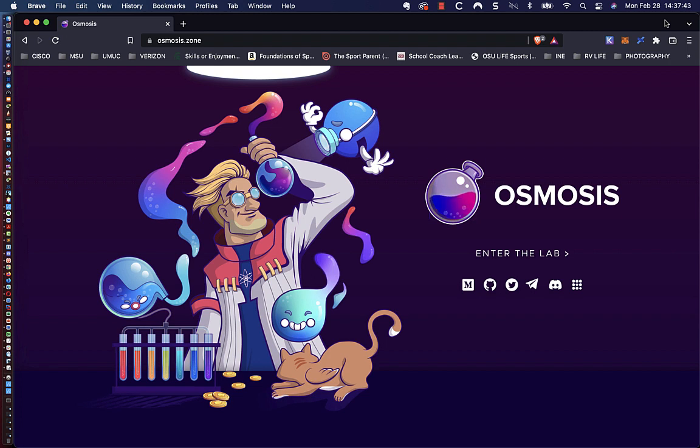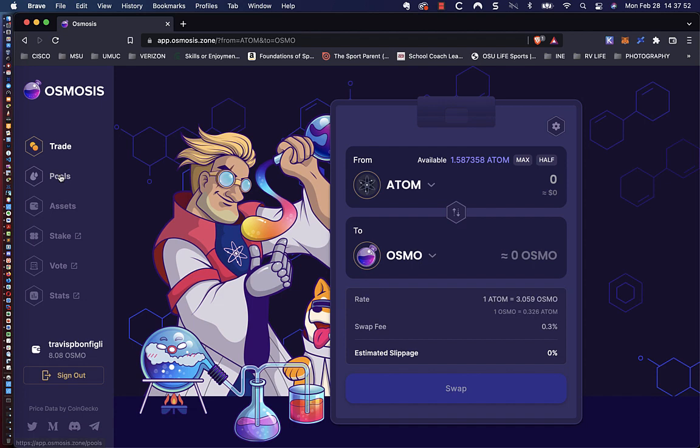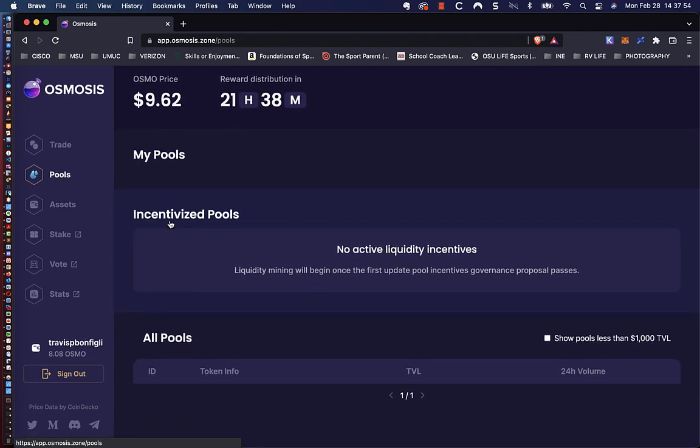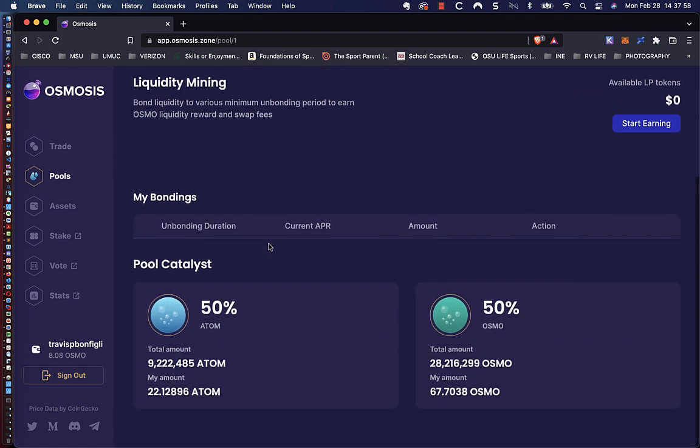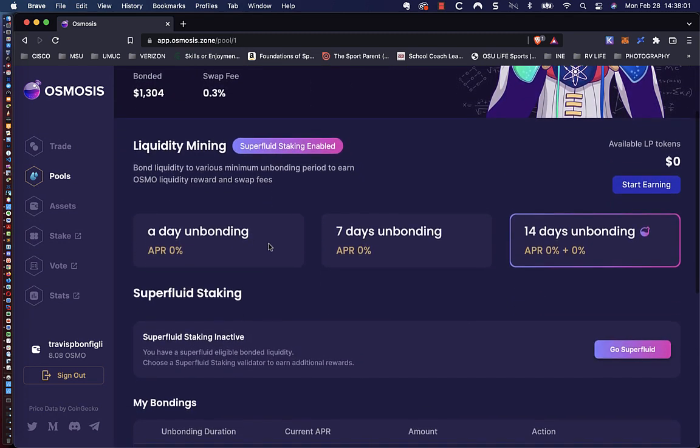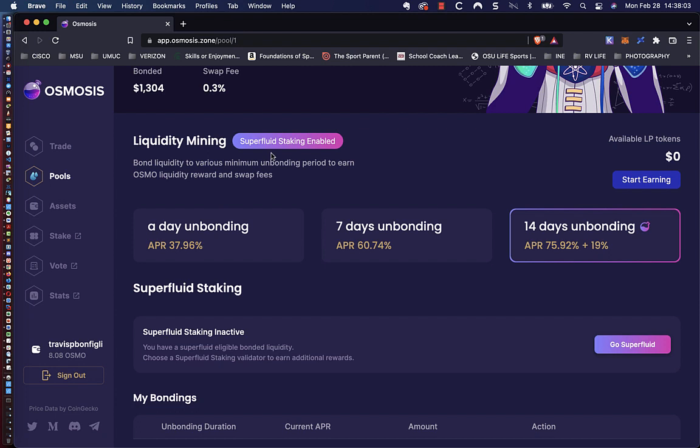Okay, so now that that is out of the way, let's dive into the lab here. We're going to see just how easy it is to get this going. So I'm going to click enter the lab. It's going to take us over to the lab. We're going to go to the pools where I'm going to scroll down here, and we should see very quickly pool number one, Atom Osmo. Let's dive in, and there it is, liquidity mining. So Superfluid Staking has been enabled.